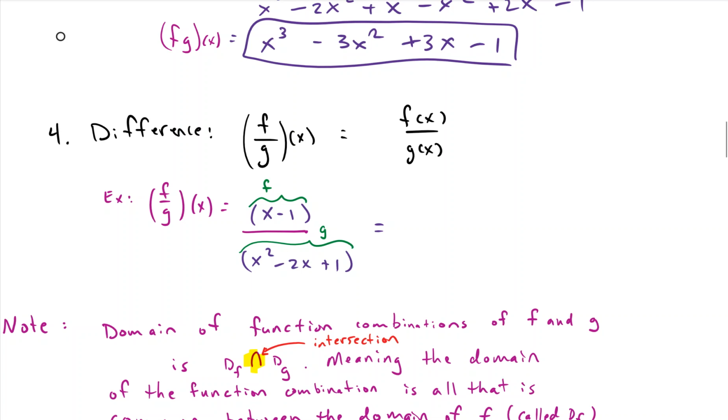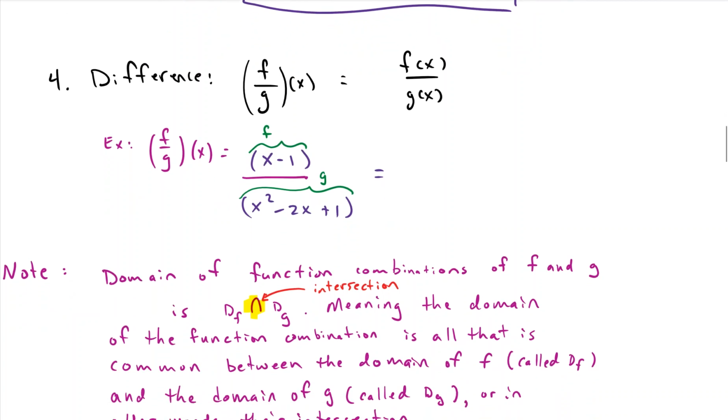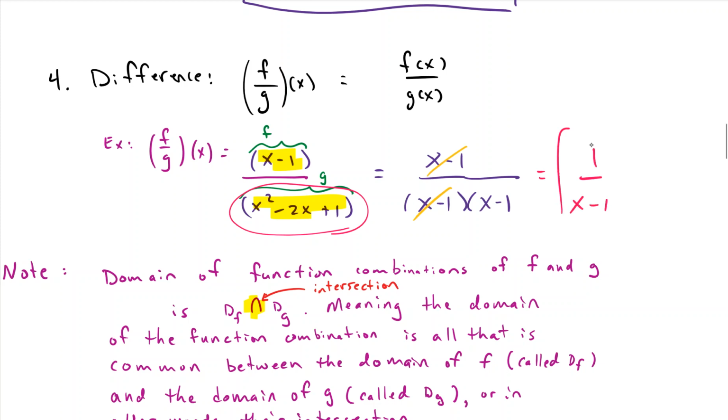Sweet. How about difference? So the difference functions, f divided by g, if we take our f again and put it right here, we take our g, we put it down the bottom, and what do we have? Well, we can factor this one in the bottom here. This g in the bottom can be factored as follows. Let's put the numerator up. x minus 1 multiplied by x minus 1. And then we can see that these will cancel, and we're left with 1 over x minus 1. There's our f divided by g of x.